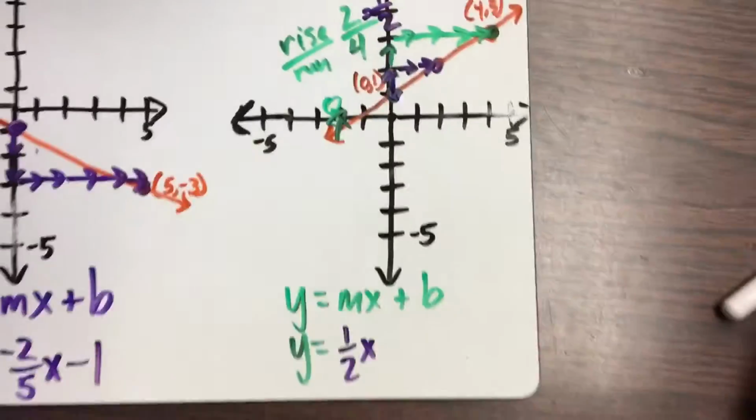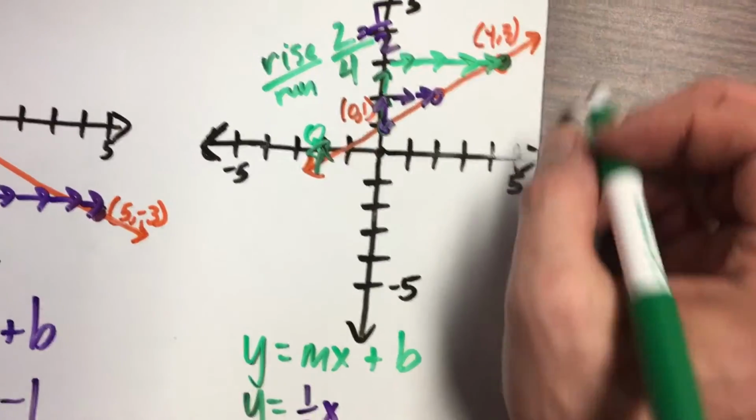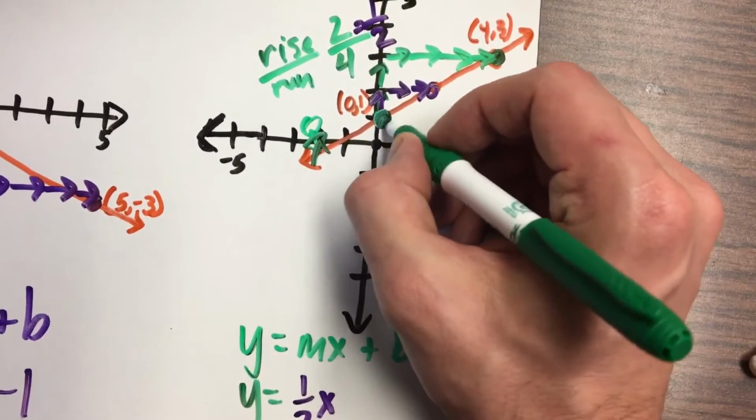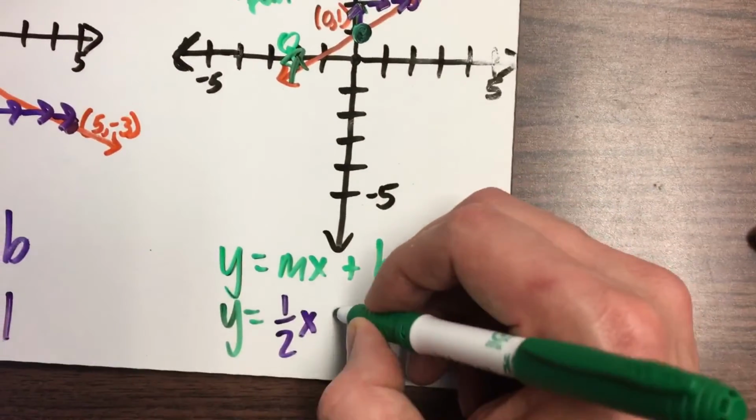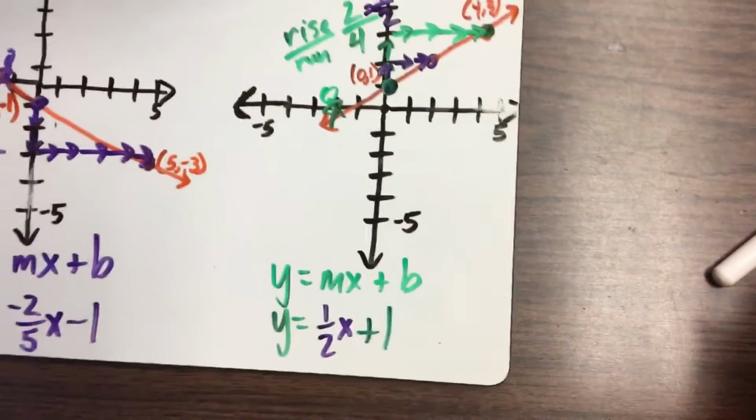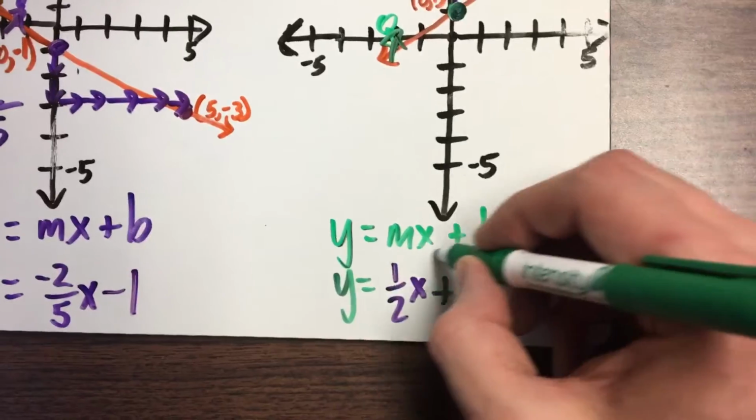And then where is the y-intercept? This orange line, before I put all the arrows on it, touched the y-axis right there at the point 0, 1. One place above the origin signifying a plus, and then +1.